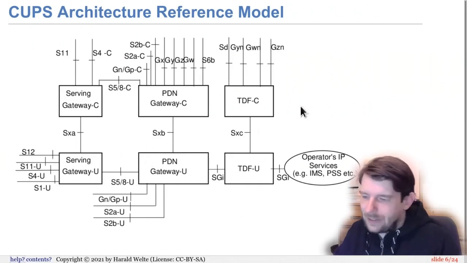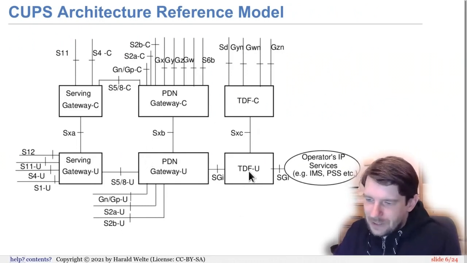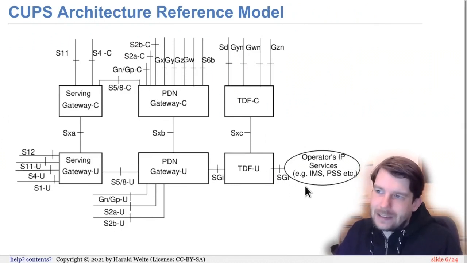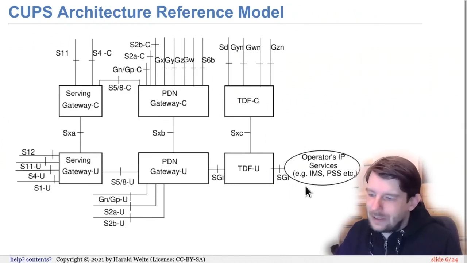Ignore the TDF, that's an optional element that we don't care about here, that we can just ignore for the time being. So here on the left, further to the left, we have in 4G the MME and the eNodeB and so on, and the subscribers. And over here, we have the IP next to the SGI interface. We have the IP services, meaning internet, IMS, the voice over LTE IP network, and so on.